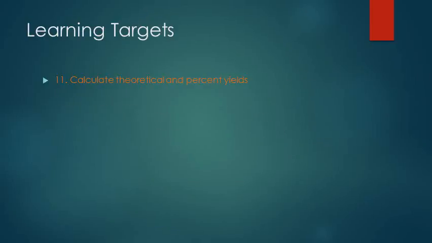Alright, this concludes the final lesson in the reaction stoichiometry unit. In this lesson, we were able to calculate theoretical and percent yields. Remember that all the calculations that you do with stoichiometry, those are the theoretical calculations. The percent yield we get from the actual yield once we've calculated the theoretical as well. And remember that actual yield is only determined by experimentation. We cannot calculate it.